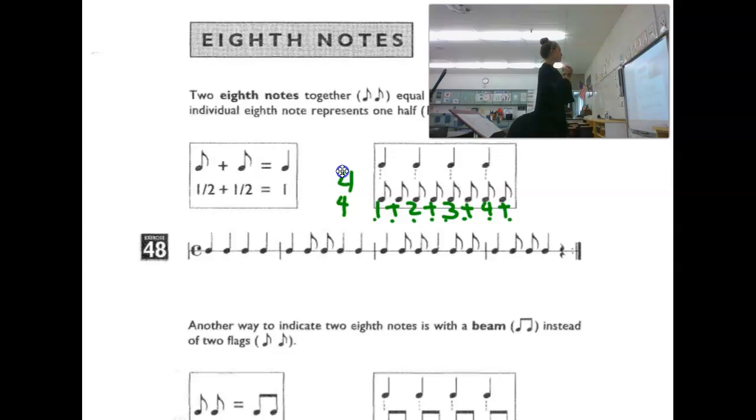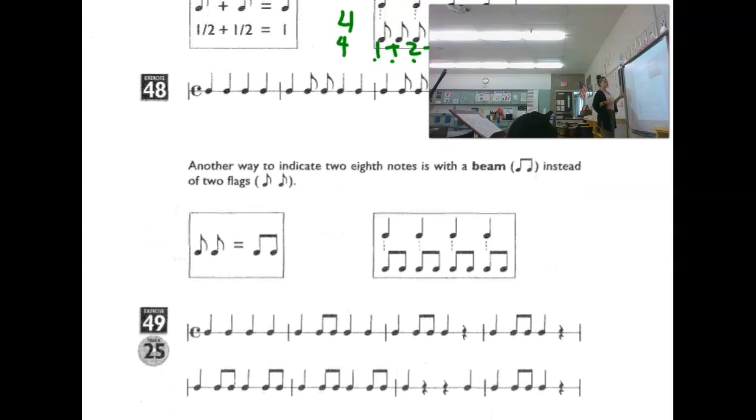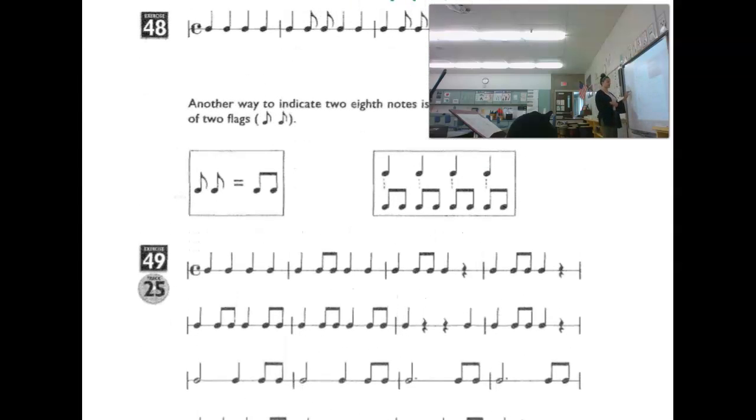So when we look at number 48, 48's a little bit tricky. So we're going to move to how we would see it in our beginning stages here. So another way to indicate that 2 eighth notes equal 1 beat is by beaming them together. So here you can see them being beamed together. So same thing that we just did, 1 and 2 and 3 and 4 and.